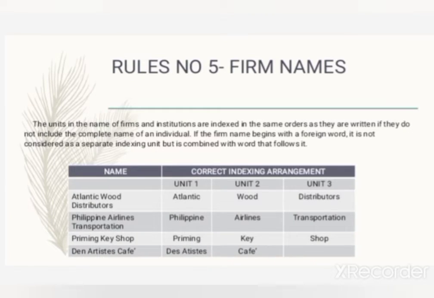Rule number 5, firm names. In rule number 5, the names of firms and institutions are indexed in the same order and it cannot be changed. It does not include the name of an individual. So, for example, Atlantic Food Distributors. The correct indexing arrangement in unit 1, unit 2, and unit 3 is to follow whatever is written in the name.